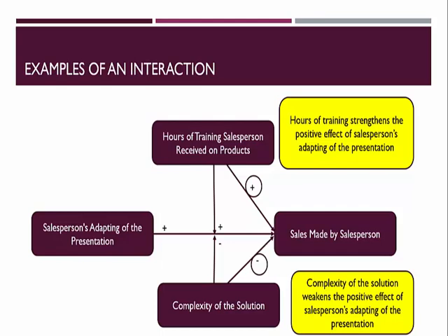And if that's the case, and it becomes more difficult for them to adapt their presentation in an effective manner as the solution becomes more complex, then that positive relationship between the adapting of the presentation and the sales made by the salesperson may actually weaken. And if it weakens, then what we would expect to find is a significant negative interaction term.